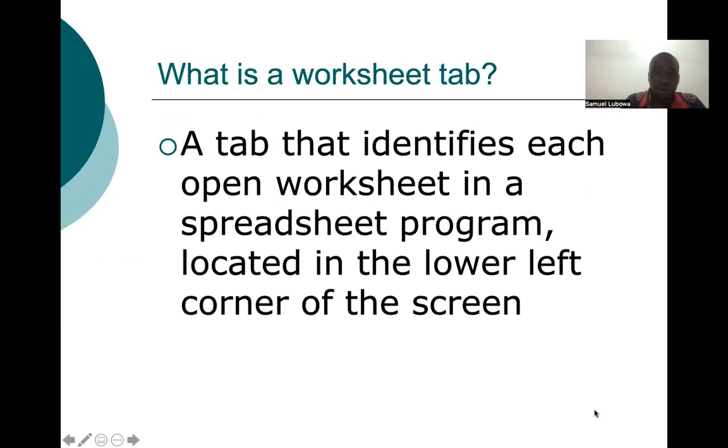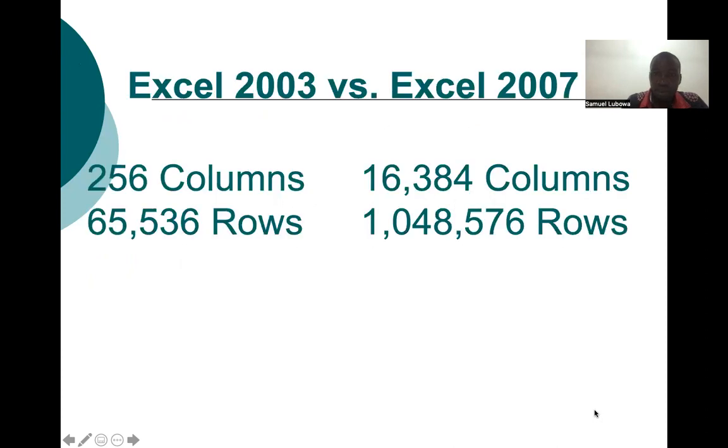Then we have what we call a worksheet tab. The tab identifies each open worksheet in a spreadsheet program. Yes. Then this is just a comparison between Excel 2003 and Excel 2007. Yeah, so you realize that the difference is just the number of columns and rows that each program has.